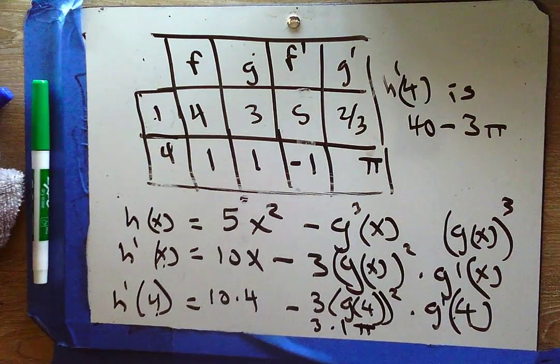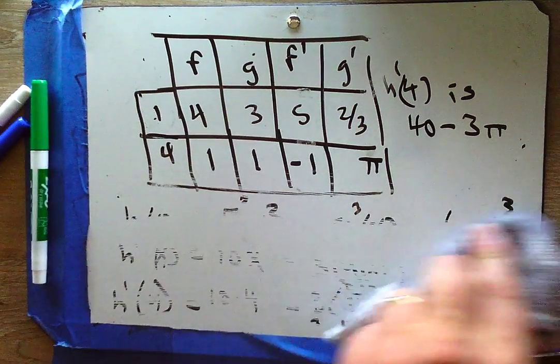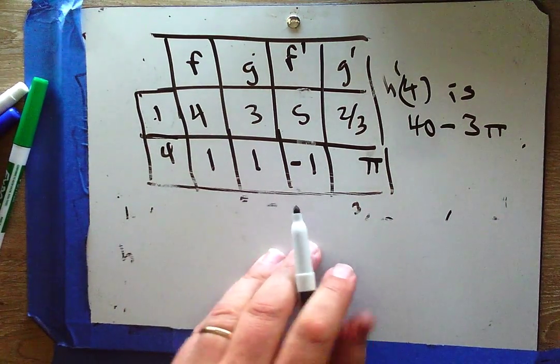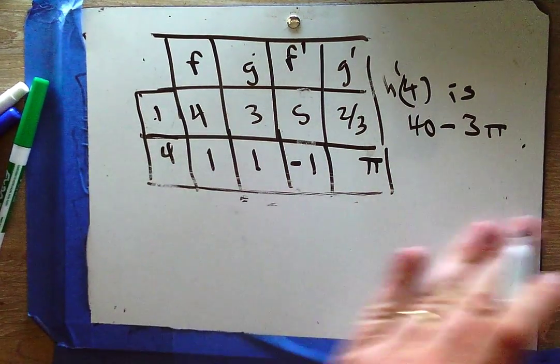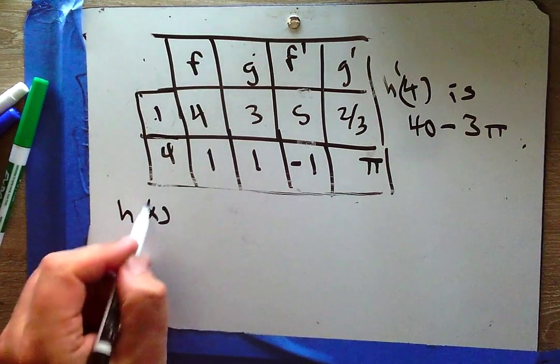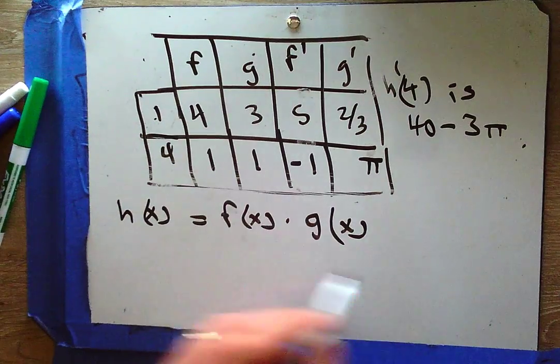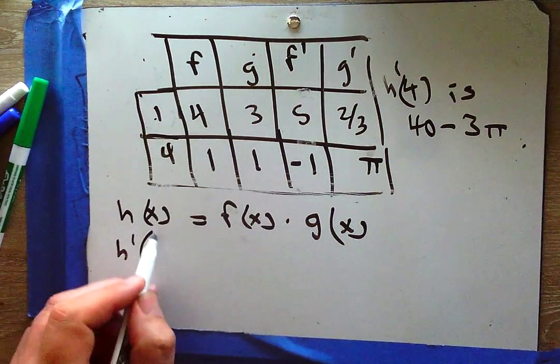Okay, nice. H prime of 4, good. You wrote it as a sentence. Thank you. How about this one? H of x is defined as f of x times g of x. Please find h prime of 1.